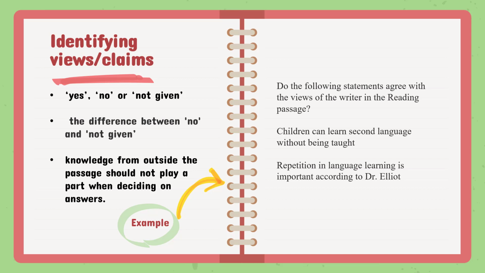The next question type is identifying views and claims. Yes, no, or not given. This is somehow like true, false, not given. We need to know the difference between no and not given, and knowledge from outside the passage should not play a part when deciding on answers. Pretty much the same with true, false, and not given. So the question is, do the following statements agree with the views of the writer in the passage? So you say yes, no, or not given. Same rules apply, same points to pay attention to, and I don't think it is very vague here.